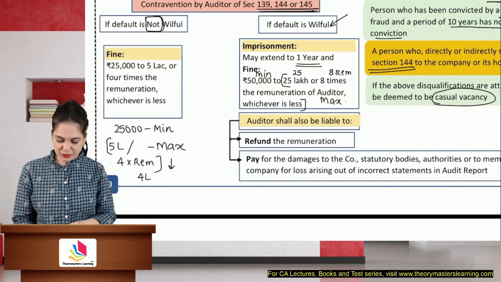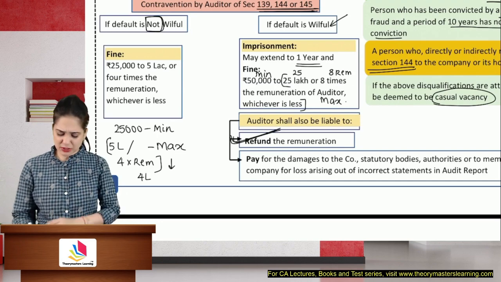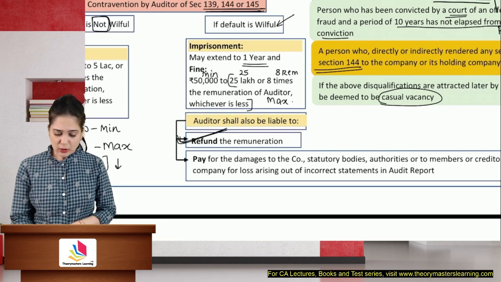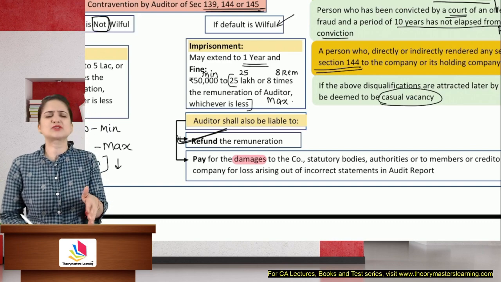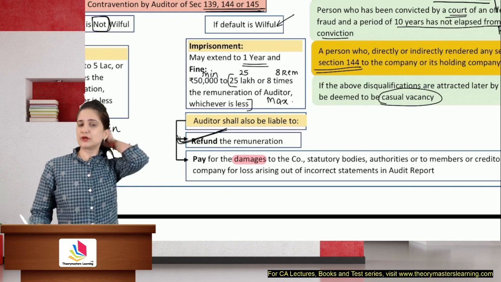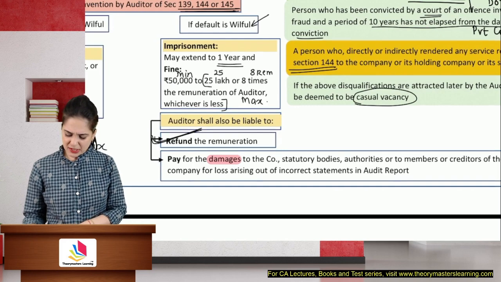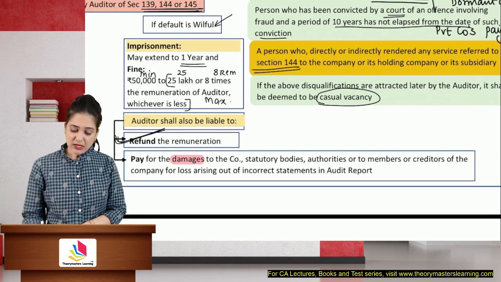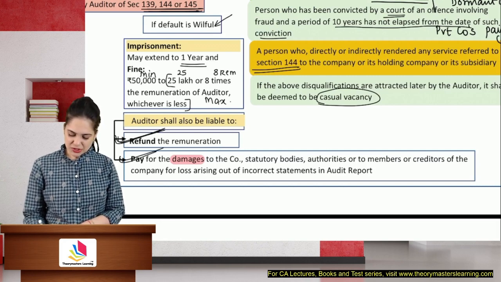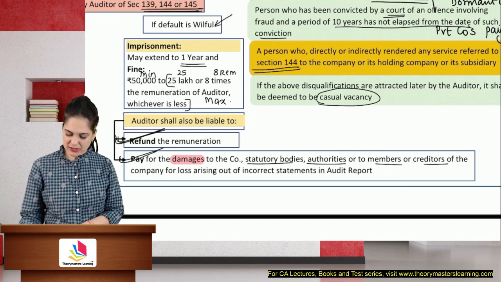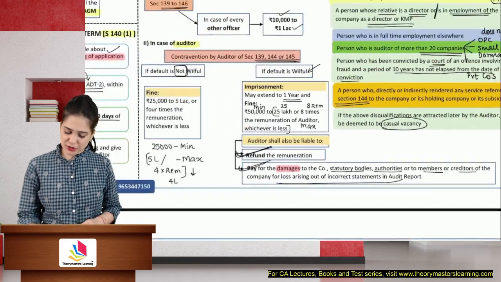Auditor will also be liable to refund the remuneration. See, you have performed that act willfully, you will have to refund the remuneration, pay for damages, because people rely on your statement, people rely on your reports, they invest in the company on the basis of the audit report. If because of your false statements, company, statutory body, members, creditors have suffered loss, then you will have to compensate. So pay the damages to statutory bodies, authorities, members, creditors for any loss arising due to incorrect statement in the audit report. Students, you will have to learn this by heart.